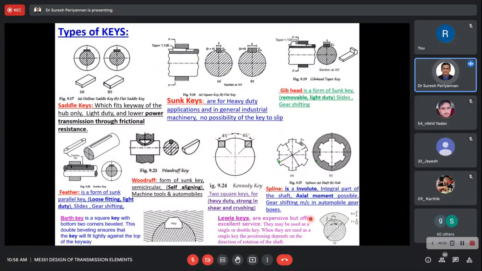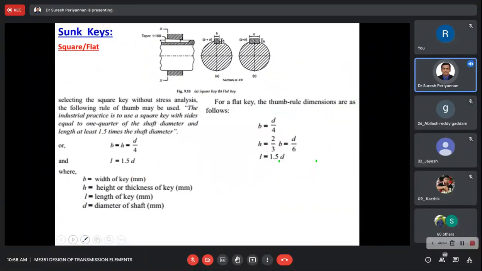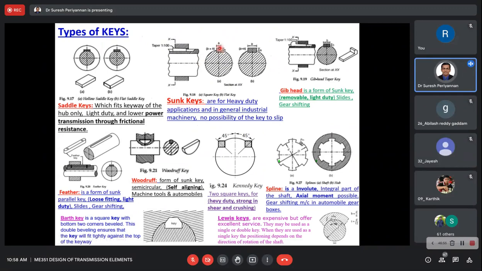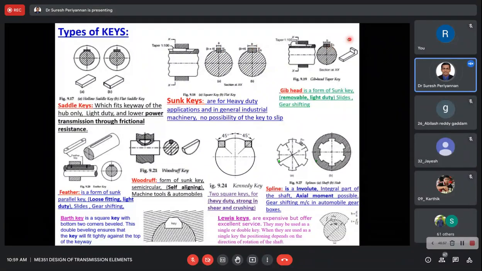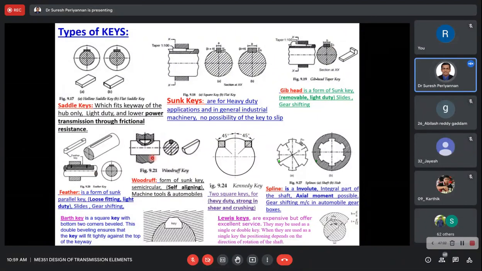These are more expensive but offer excellent service. They may be used for single or double keys. Based on the rotation, we have to define the position of the key. Now I come to the derivation for sunk keys. What are the keys under sunk keys? Square key, rectangular key, gib-headed key, feather key, and woodruff key. These five are under sunk keys.